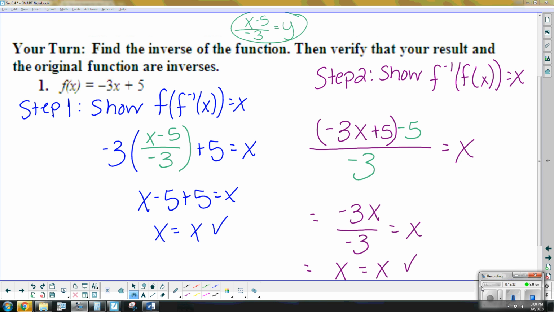So in the follow-up video for this lesson, we're going to look at graphing and defining whether or not inverse relations are functions. So this concludes part 1, but tune in for part 2. And please jot down any questions you have. Thanks.